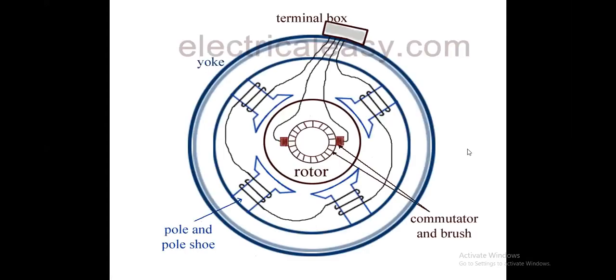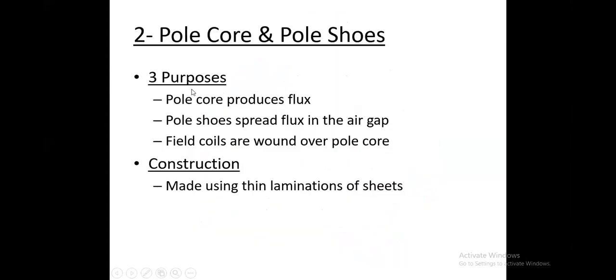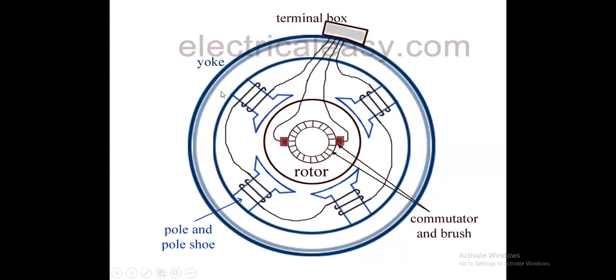These are the internal structure of the DC armature and field winding connections. You can see this shape is a shoe shape. That's the reason we call it pole shoes. Why pole shoes? Because of the shape, it is drawn in the shape of a shoe. That's the reason it's called a pole shoe, because this pole is in the shape of a shoe.